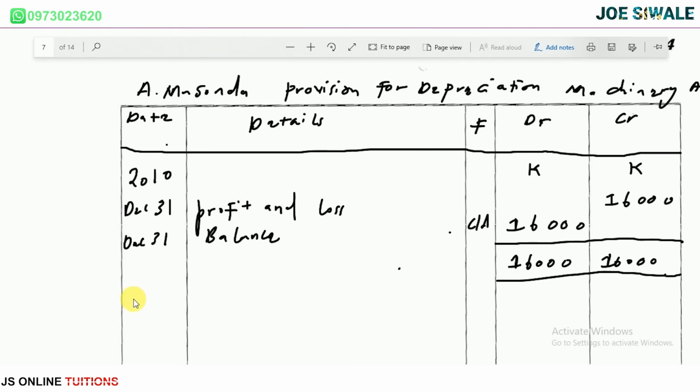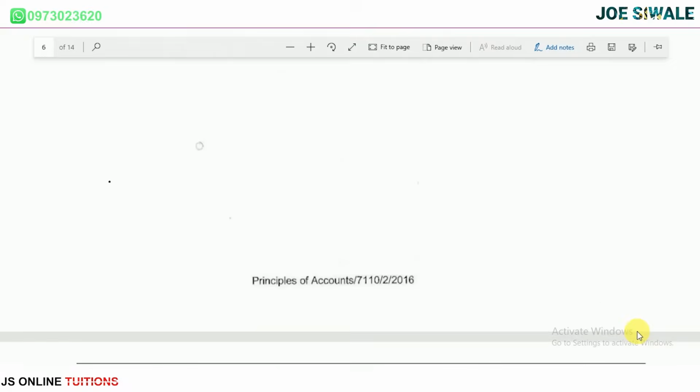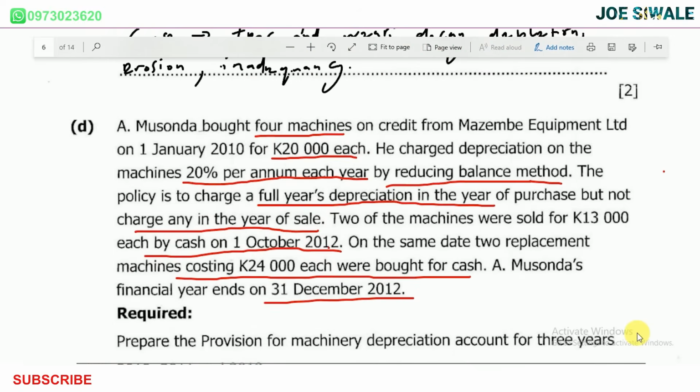So this will be in the following year, which is 2011. So we can say our January 1st. So this is going to be balance brought down. So we're going to have 16,000 on the credit side. So that's how you can record for 2010. Let us look at how you can record for 2011.